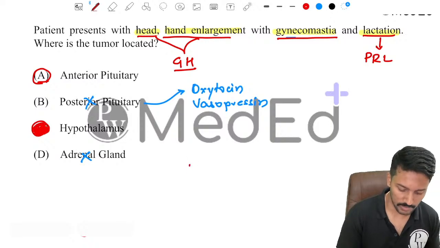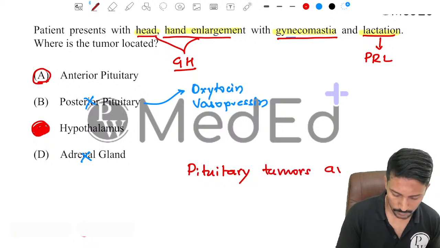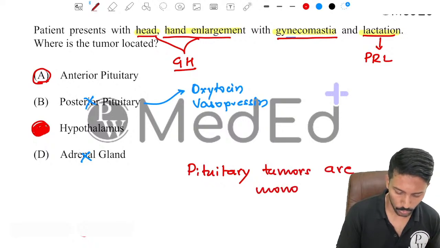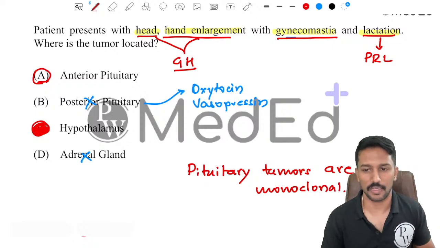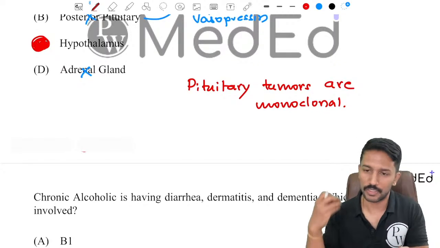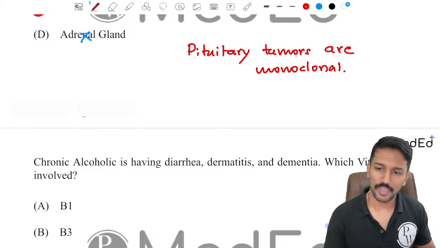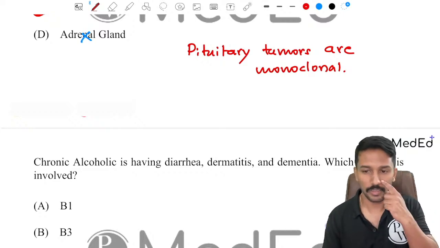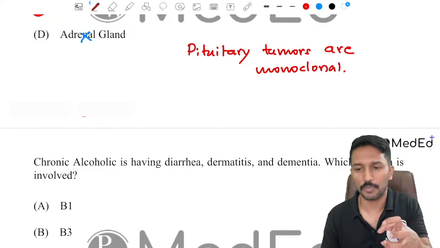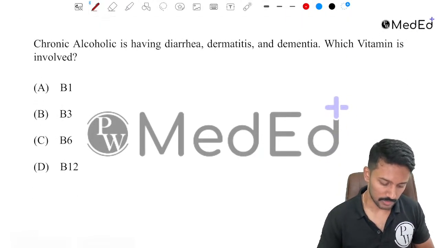So please remember one statement: pituitary tumors are monoclonal. If a tumor originates in the pituitary gland, it originates from only one secretory cell type, not a combination of growth hormone producing, prolactin producing, TSH producing tumors. No, right? So there is a hypothalamic tumor which is producing multiple tropic hormones which are stimulating the pituitary gland to produce multiple hormones. That is the explanation. So hypothalamus would be the answer.